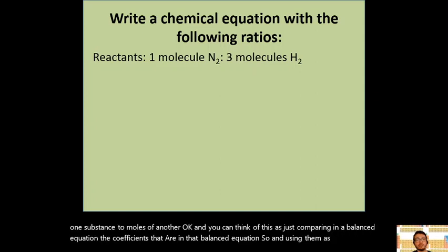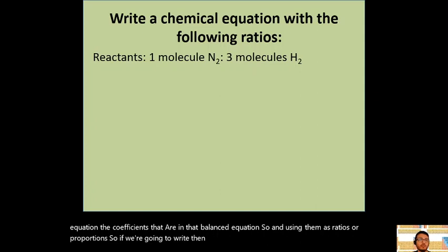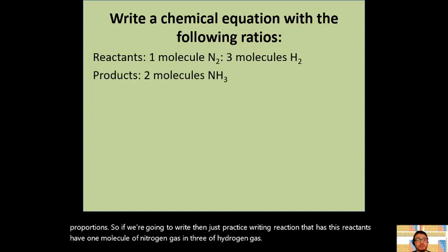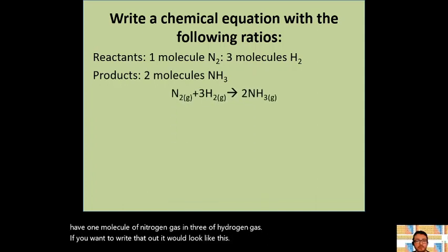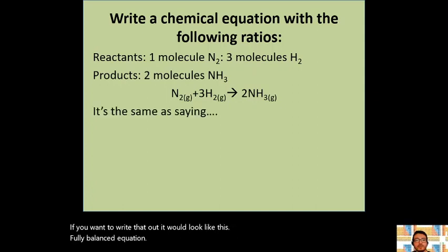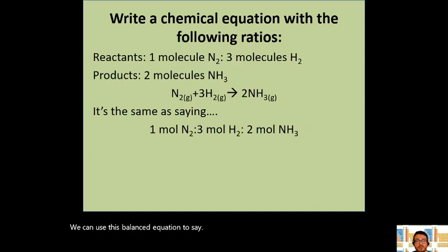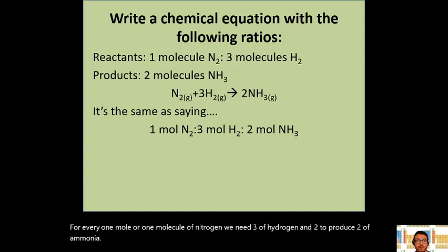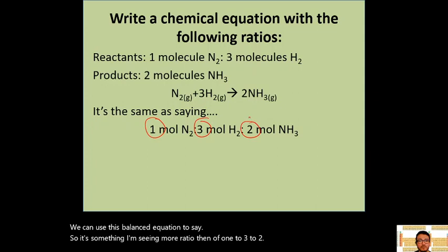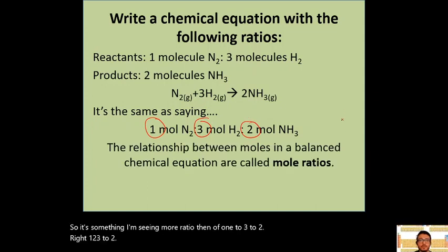So let's practice writing a reaction that has this. The reactants have one molecule of nitrogen gas and three of hydrogen gas, and the products would be two molecules of ammonia, NH3. If you were to write that out, it would look like this. Fully balanced equation. We can use this balanced equation to say for every 1 mole or 1 molecule of nitrogen, we need 3 of hydrogen to produce 2 of ammonia. So it's the same thing as saying a mole ratio of 1 to 3 to 2. And this is what's called a mole ratio.